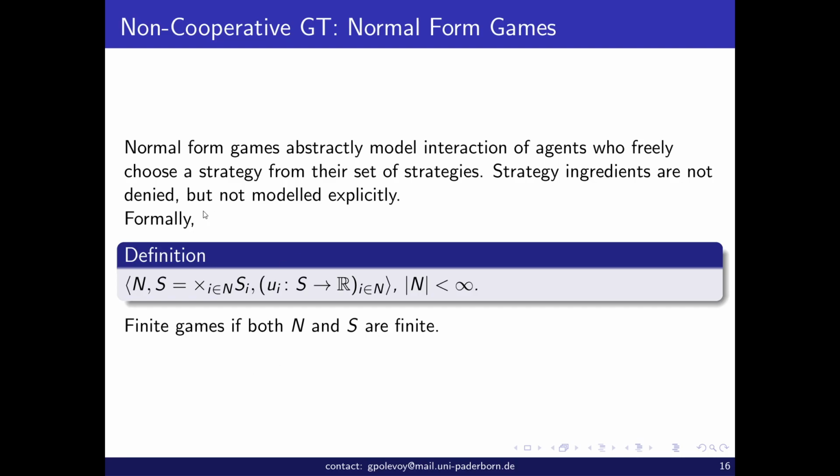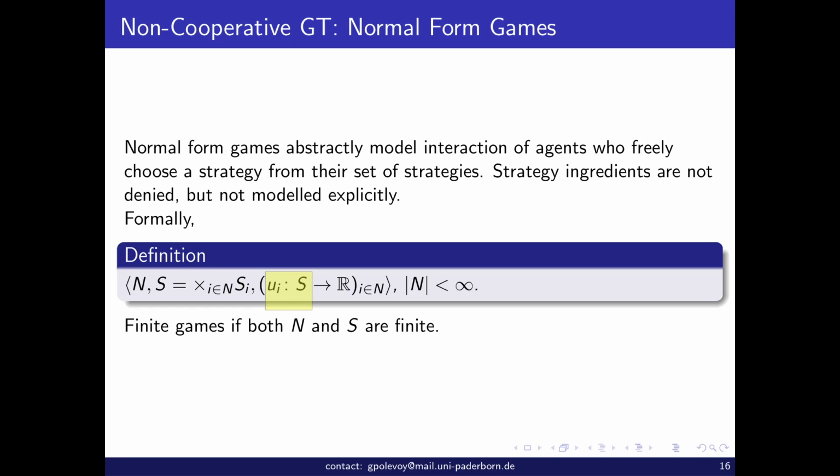Formally, there is a set of players N. We assume it's finite. A set of strategies, a Cartesian product, a so-called direct product of the strategies of agents, and a set of utilities. A utility is a function from this direct product of set of strategies, so which gives for any strategy tuple a real number which expresses how much that agent wants that thing. The utility function like we described earlier.